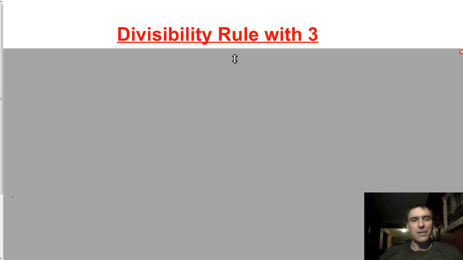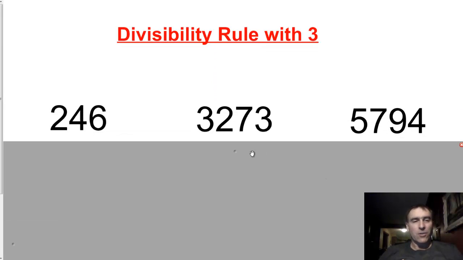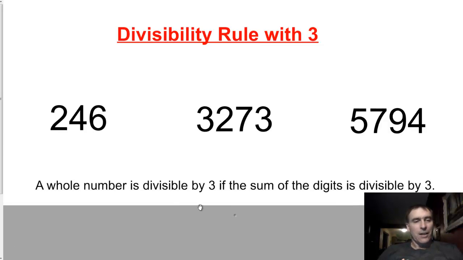Let's look at 3, because this is going to be a new rule. Those are the numbers we're going to deal with. Now what's the rule? A whole number is divisible by 3 if the sum, that means adding, of the digits is divisible by 3. So basically you take these numbers individually, 246, so take it as a 2, a 4, and a 6, and add those numbers together. And if 3 goes into that number, then the whole number is divisible by 3.